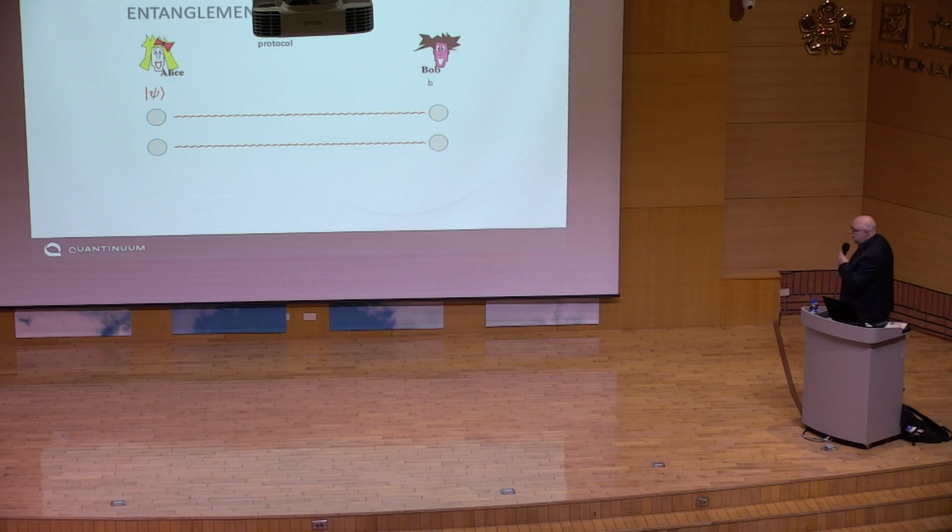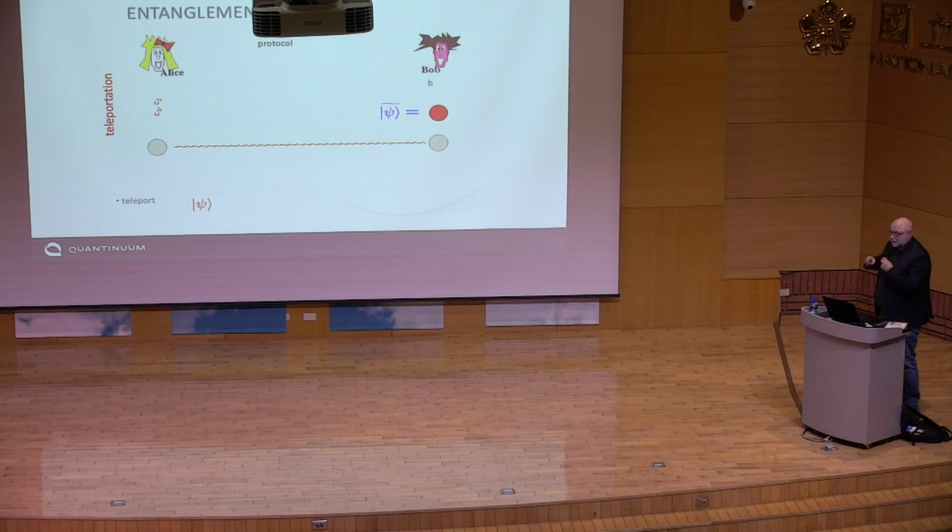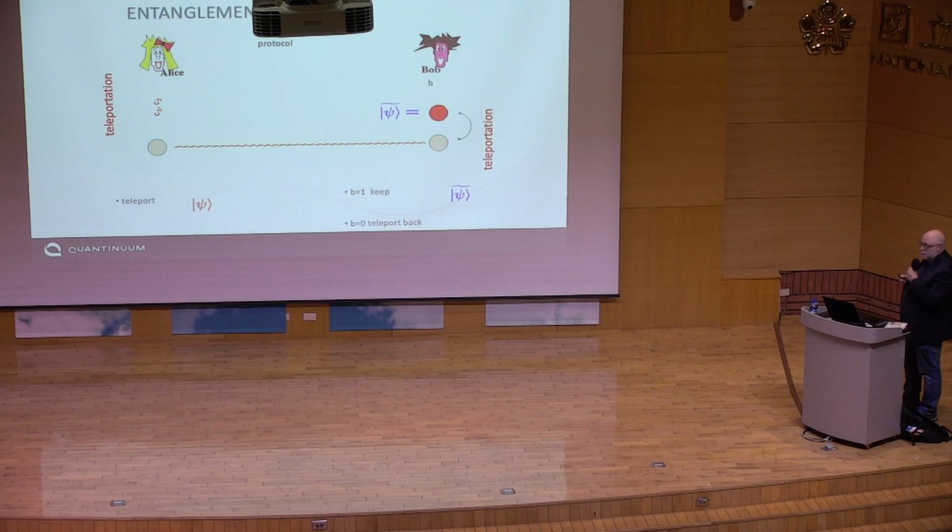So here's how you can break the attack of the previous case. What Alice does is she teleports psi to Bob. They use 2 EPR pairs. So Bob receives this encrypted version of psi. And now when B is 1, he just keeps that. And when B is 0, he teleports it back.